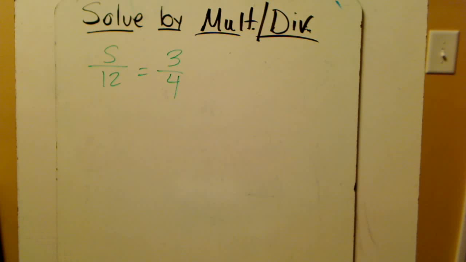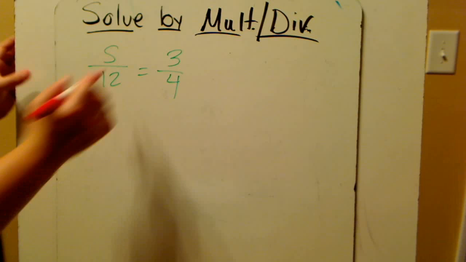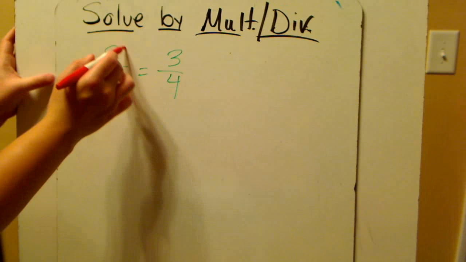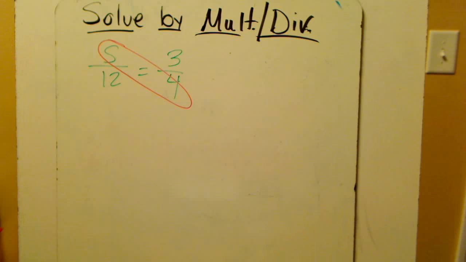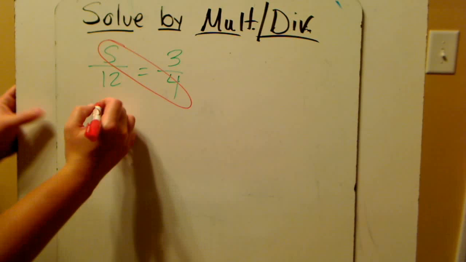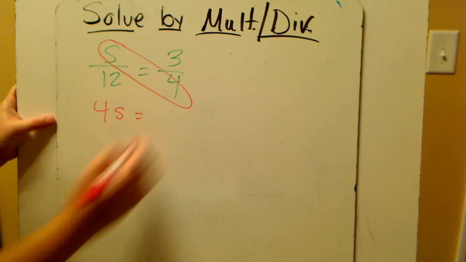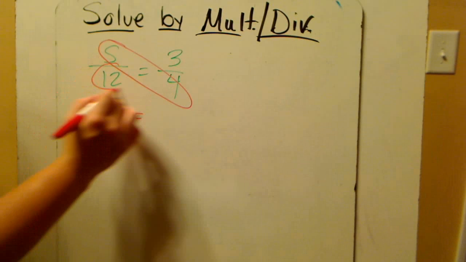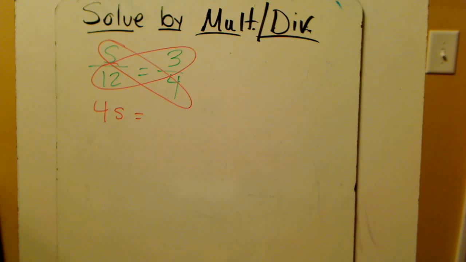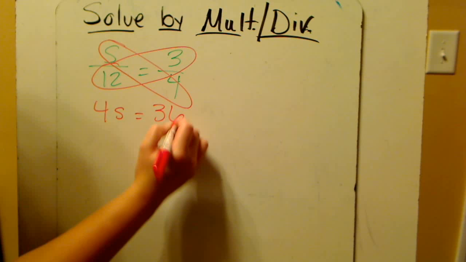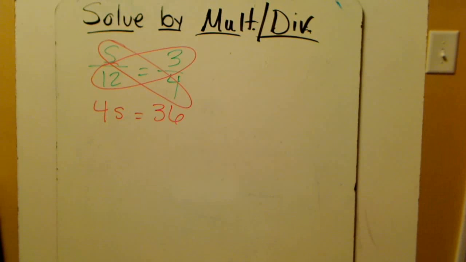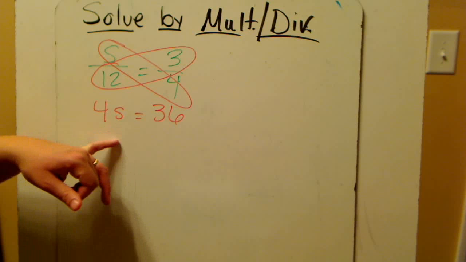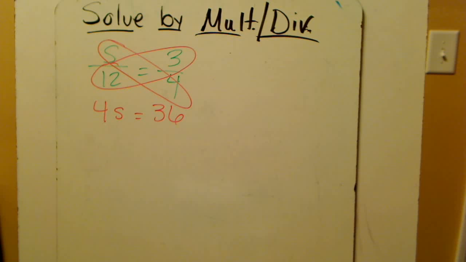So if they cross multiply, we're going to multiply across. Multiply s times 4, which is 4s, and then multiply 12 times 3, which gives you 36. And then after that, we solve using the inverse operation. Because 4 is being multiplied by s, to undo multiplication, we're going to divide.